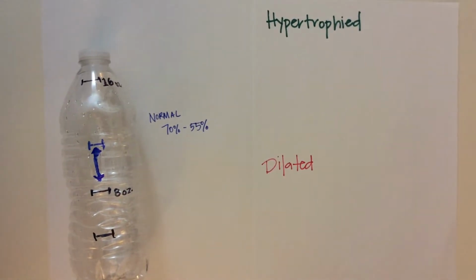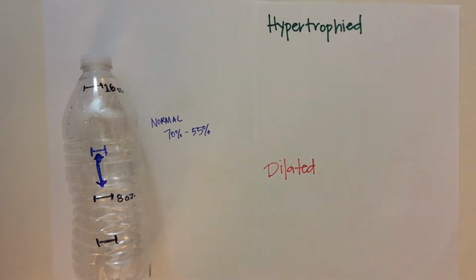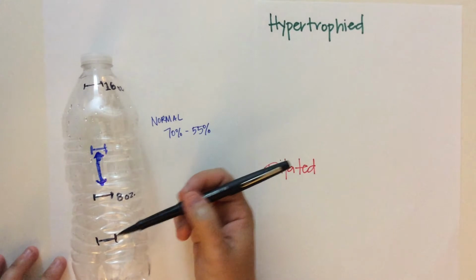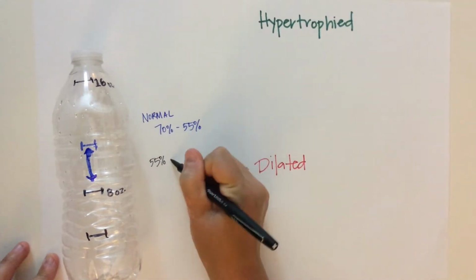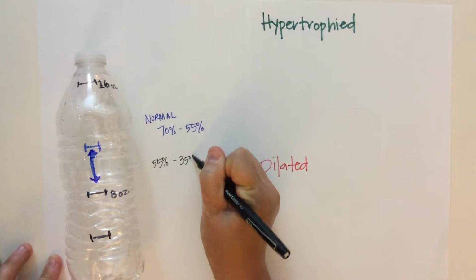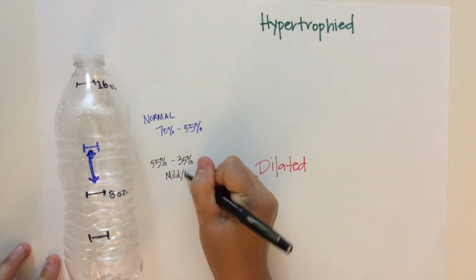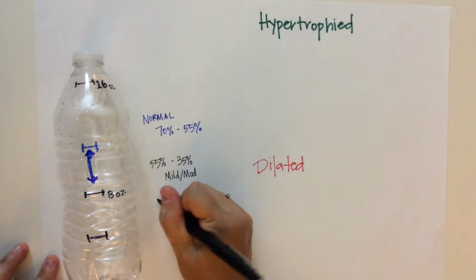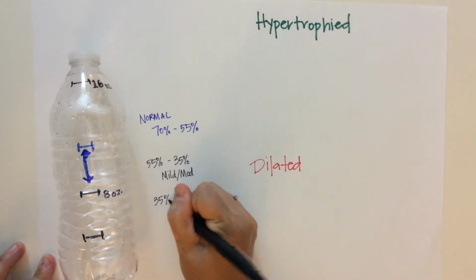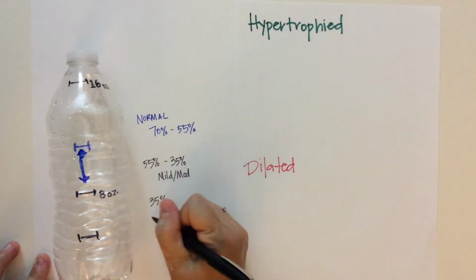We actually don't want ejection fractions higher than 70. So now I've drawn out two more lines. You can see the first set of lines is anywhere from that 55% down to 35%. And that would be mild to moderate. Okay, and then our final or severe CHF patients are going to have ejection fractions less than 35%.